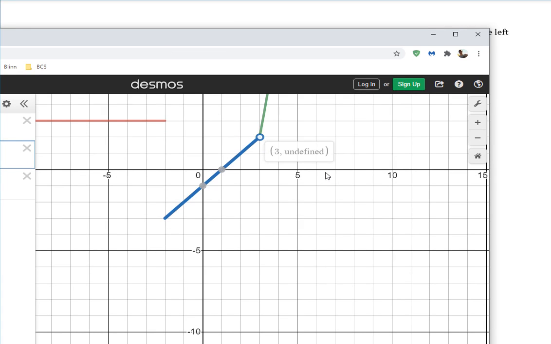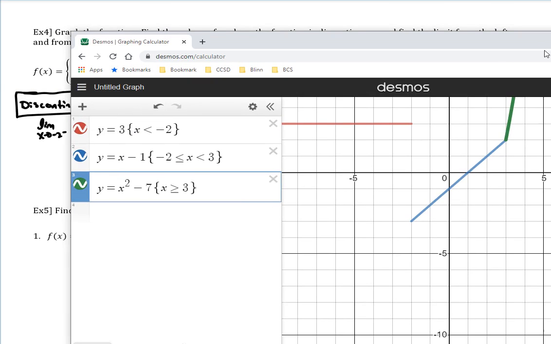Does it match? It says it's undefined at 3 on the blue. On the green, it says 3 is 2. So does the blue look like it's going to 2? It sure does. So that means this green would fill it in. That green dot, they stay separate in this graphing picture.